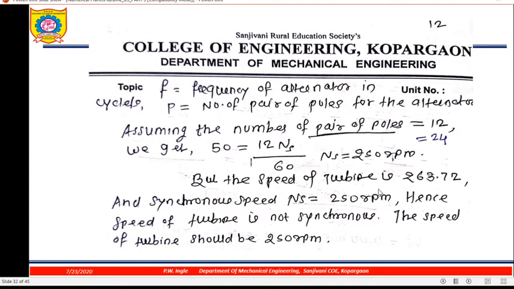So, the synchronous speed is 250 rpm. Hence, the speed of turbine is not synchronous. The speed of turbine should be 250 rpm, but we are getting how much? 263 according to calculation.